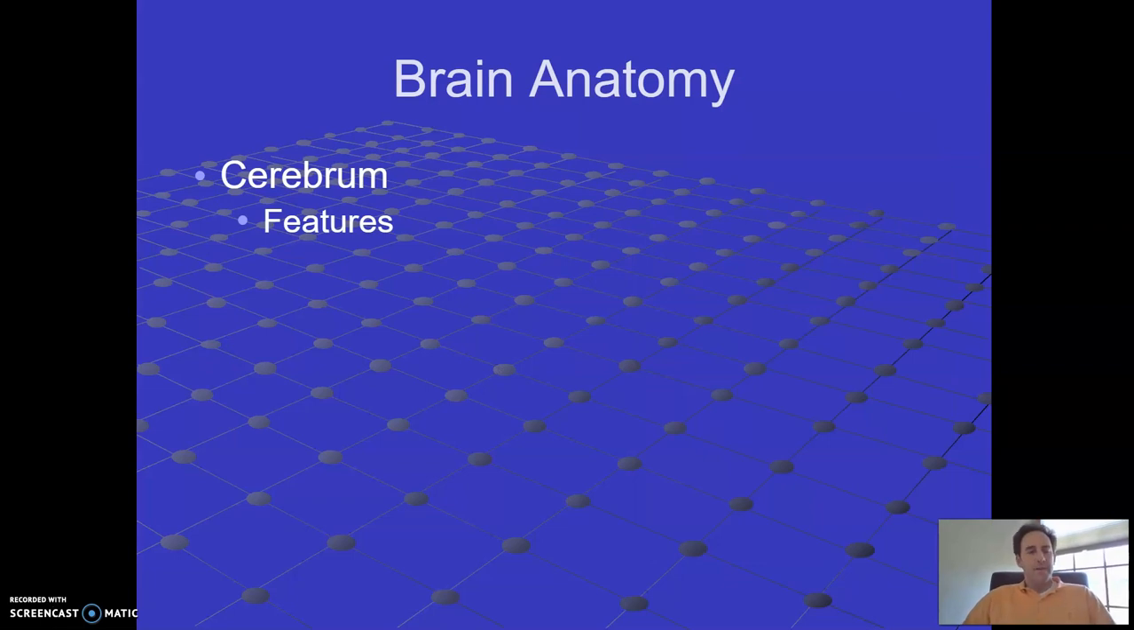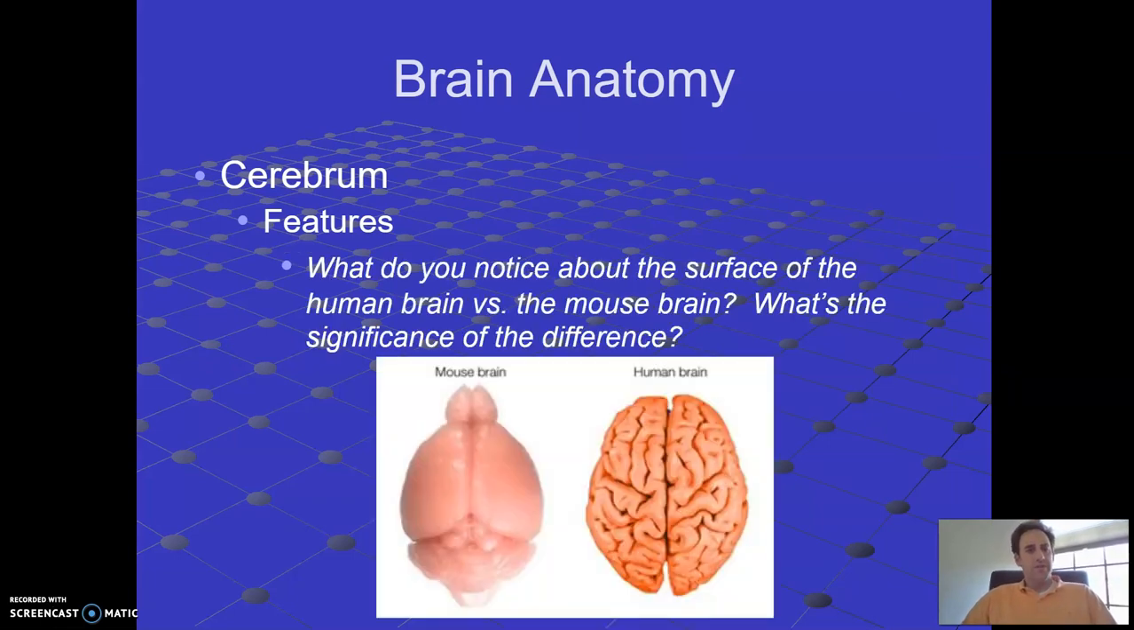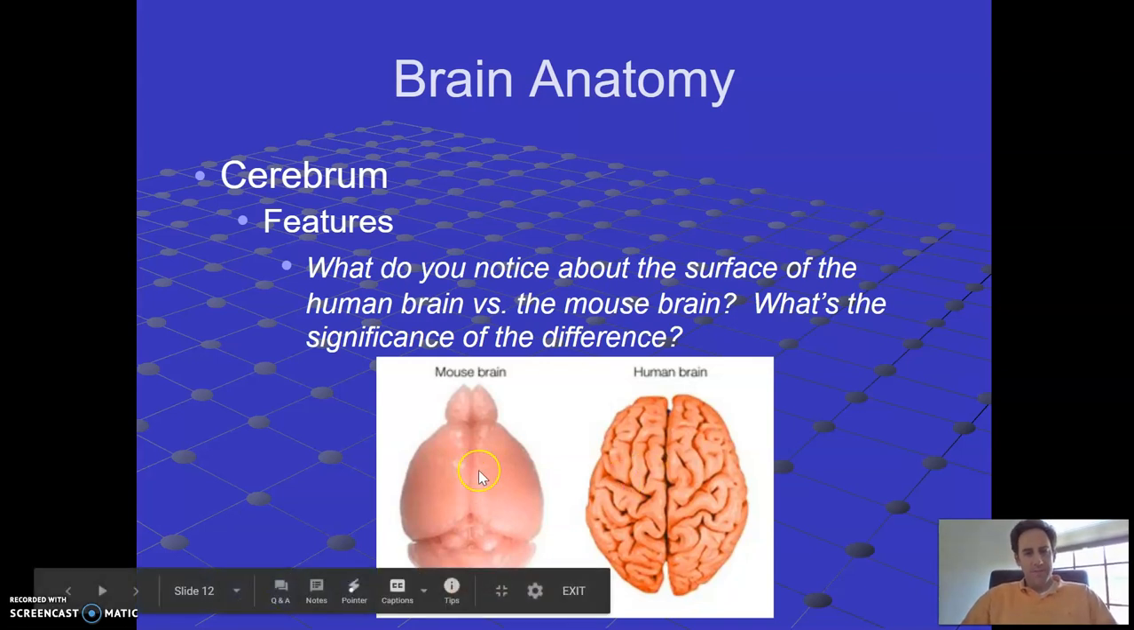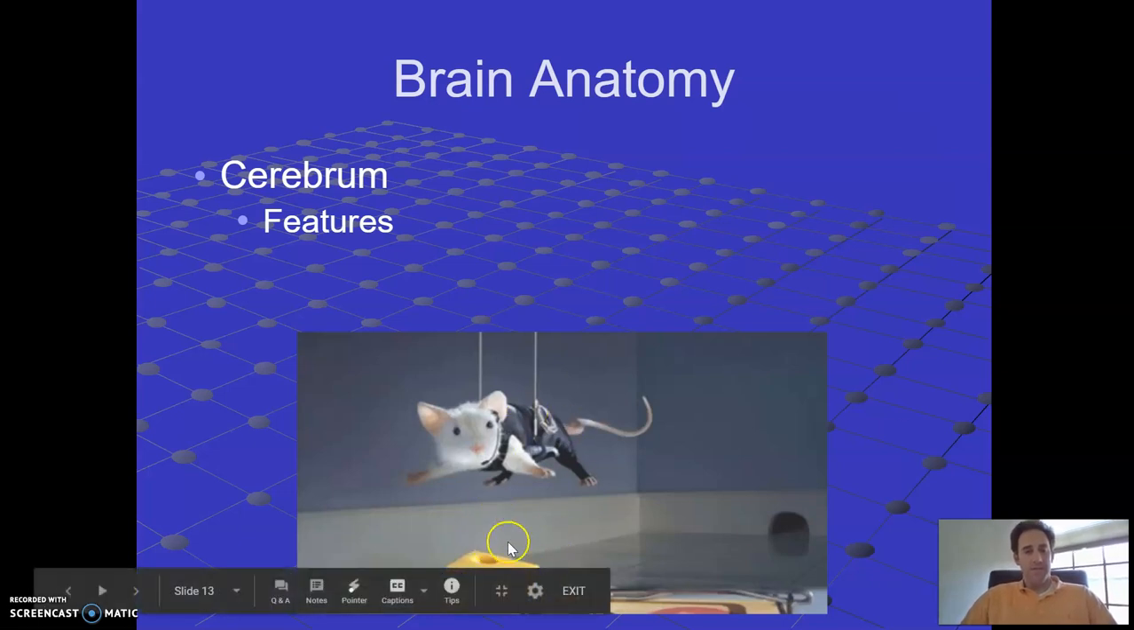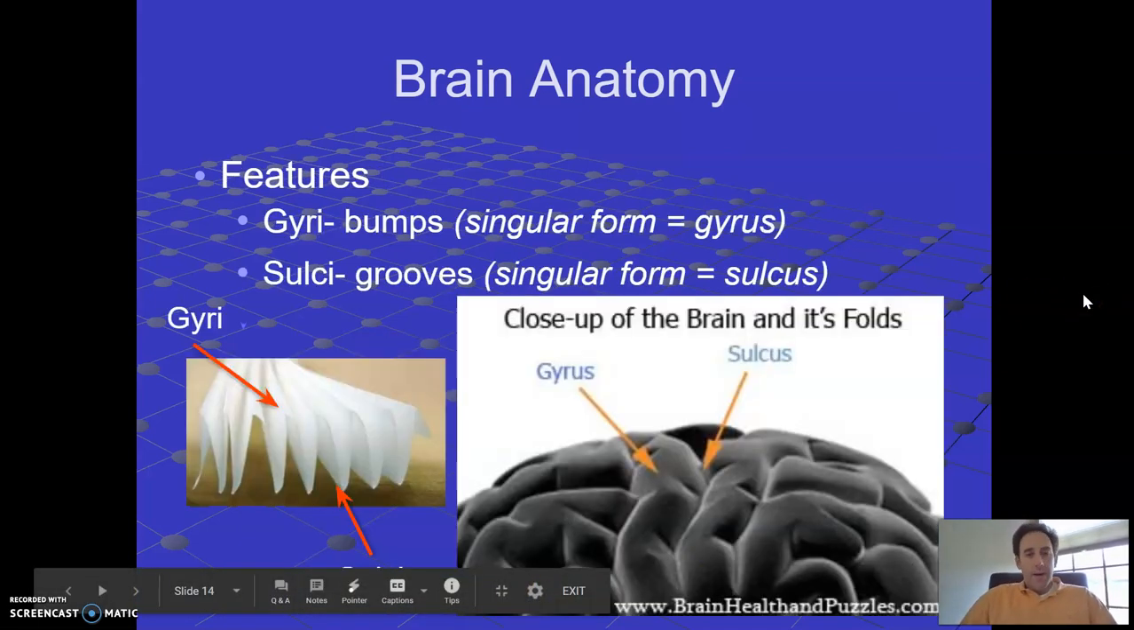So before we do that, though, let's just look at some general features. One, you'll notice that if you compare the human cerebrum with a mouse cerebrum, we got a lot of wrinkles. This is part of what makes humans so gosh darn intelligent, is because that gives us more surface area for thinking and processing and making sense of the world. Mice don't do this because they don't have those wrinkles.